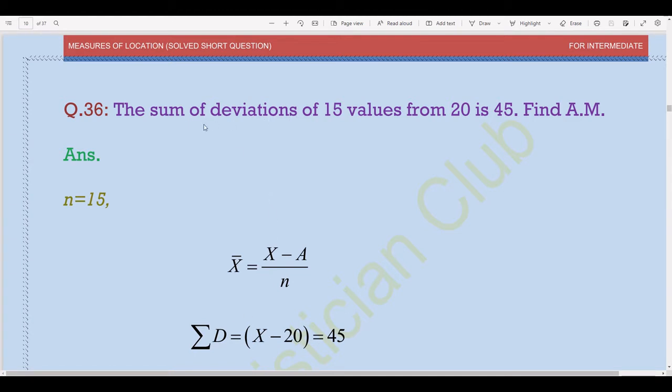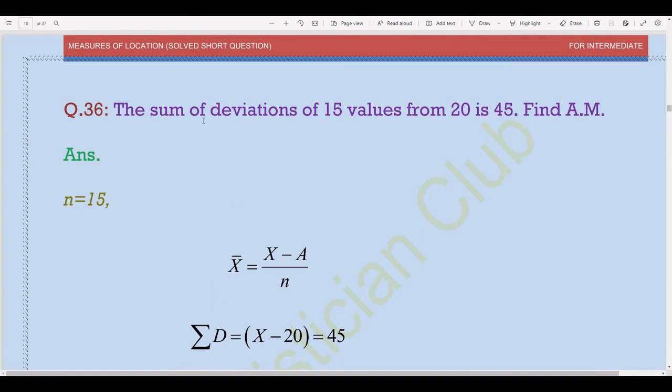Understand this statement. Sum of deviation of 15 values, n is 15. Sum of deviation of 15 values from 20. From 20 means a, because as you know d is x minus a. From 20 means each observation minus 20, the sum is 45. So sum of d is equal to 45.